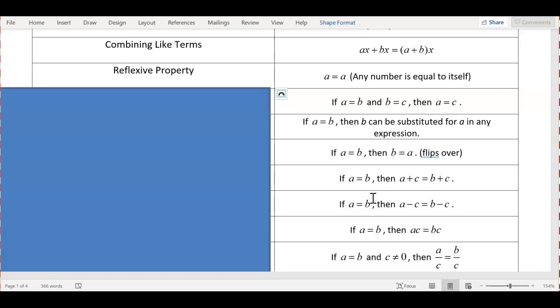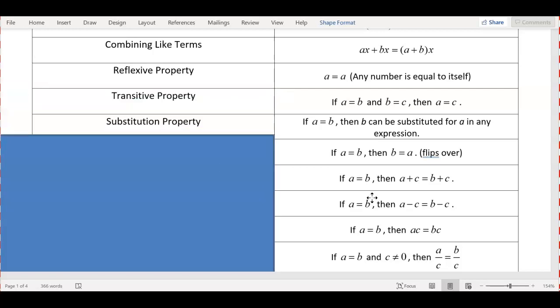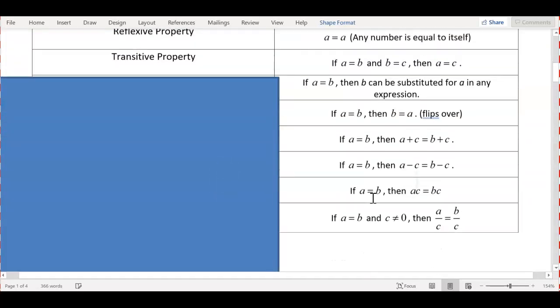If A equals B, B equals C, then A equals C. Okay? I'm trying to think of an example of this, but anyways, imagine A equals B, that same B equals a third thing C, you kind of skip over the B and say A equals C. Okay, that's called a transitive property.